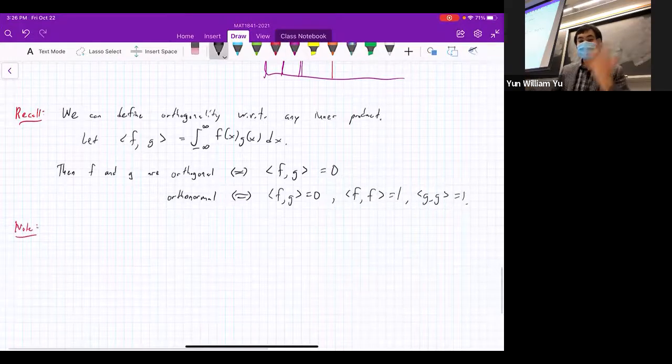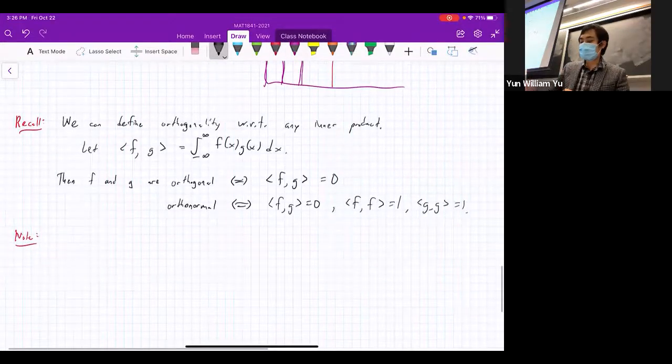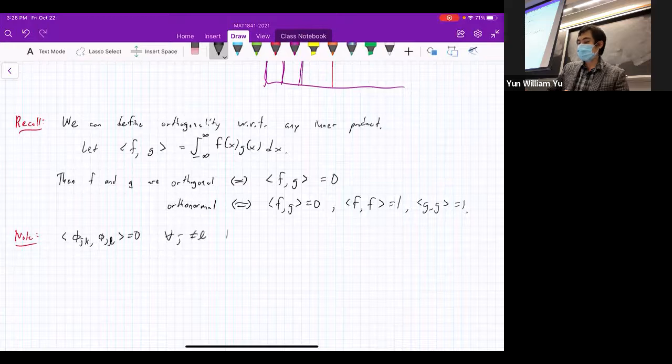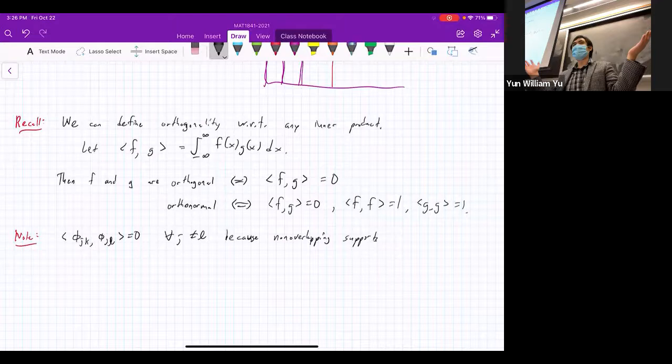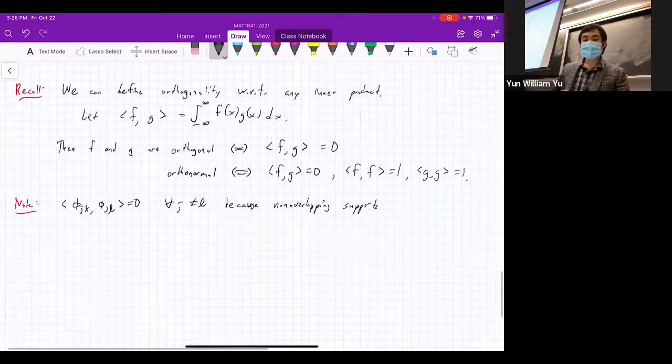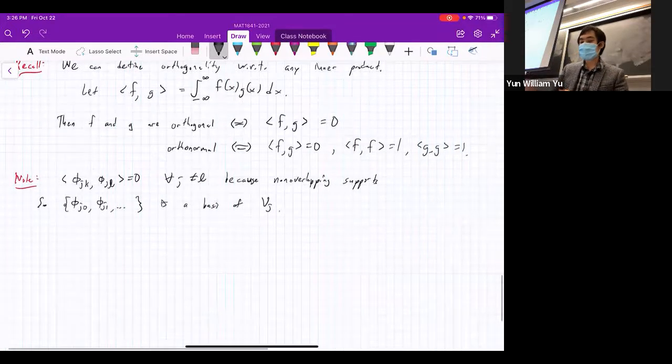Okay, let's figure out, are these things orthogonal? Well, some of them are. The inner product of phi_jk and phi_jl is equal to 0 for all k not equal to l, because they have non-overlapping supports. So when you take the product of the two functions together, it's identically 0, and so the integral is also equal to 0. So that's easy. We know that this set, phi_j0, phi_j1, etc., is actually a basis of V_j, and appropriately scaled, it's an orthonormal basis.